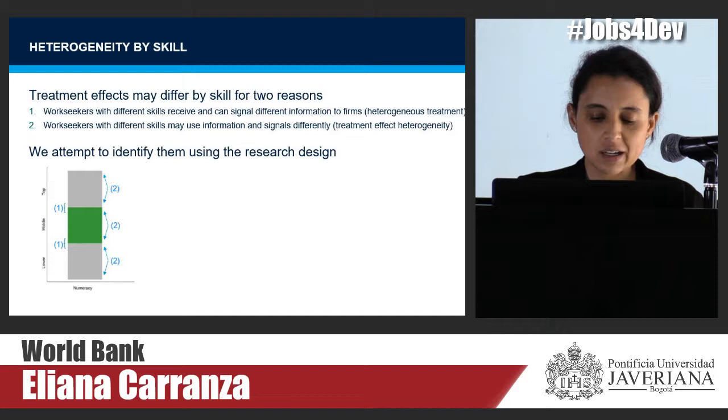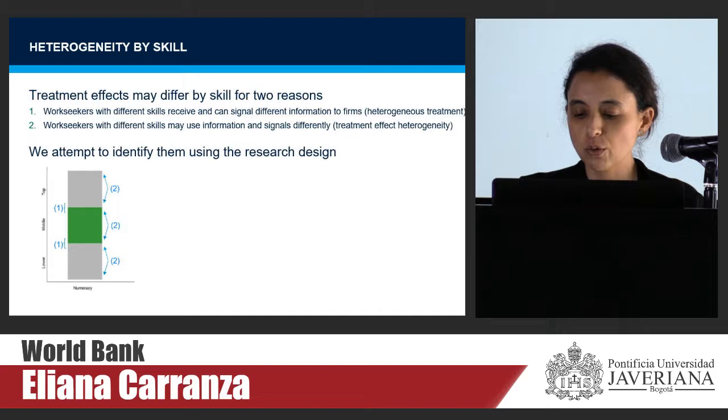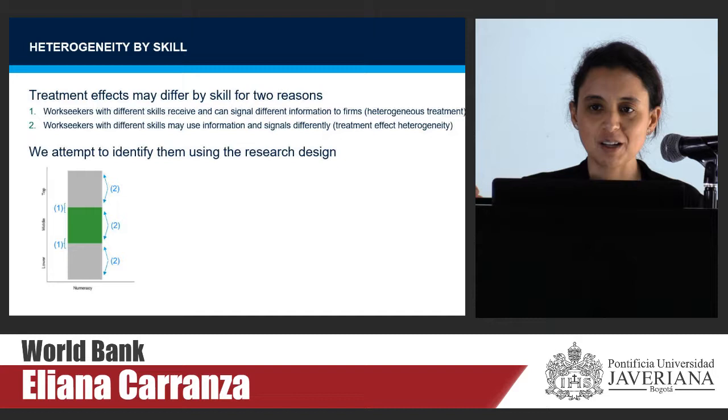And to test for explanation number two, we are going to look at work seekers that have different skills, but that are assigned to the same tercile.